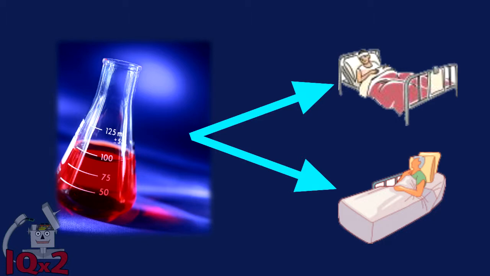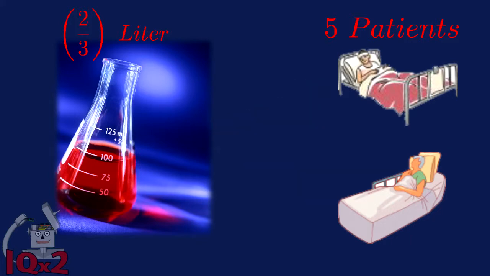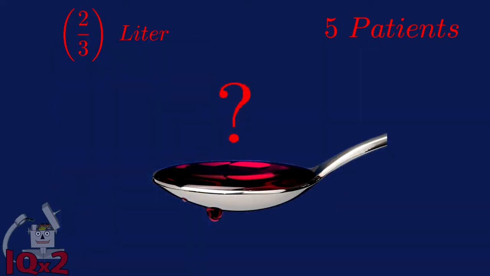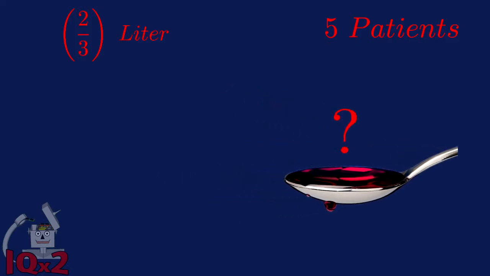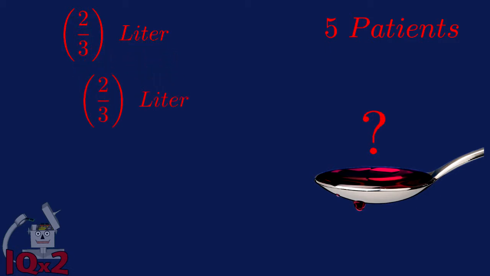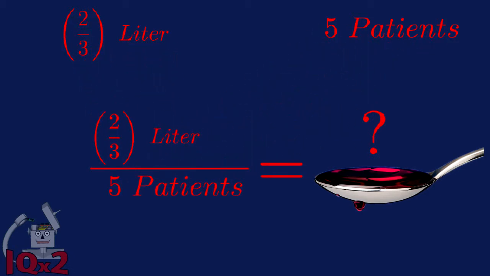You have 2/3 of a liter of medicine solution, and 5 patients that need it. If each patient gets an equal amount, then how much medicine can you give to each patient? In order to help your patients, you need to know how to divide a fraction by a number. Here we have 2/3 of a liter of medicine, and you are dividing that by 5. The result will be how much medicine each of your patients can get.